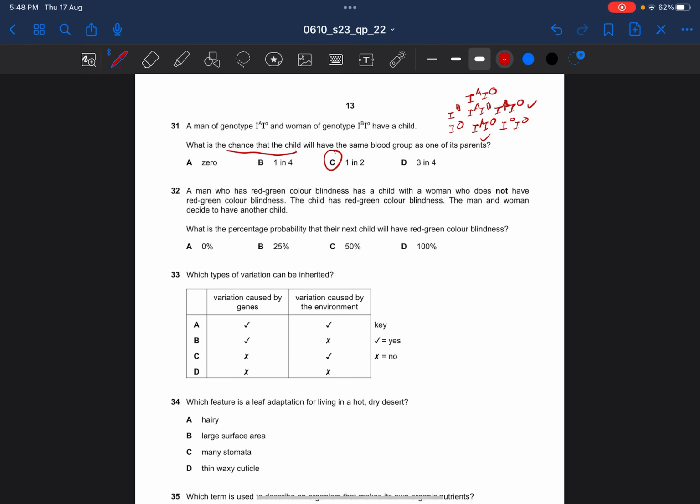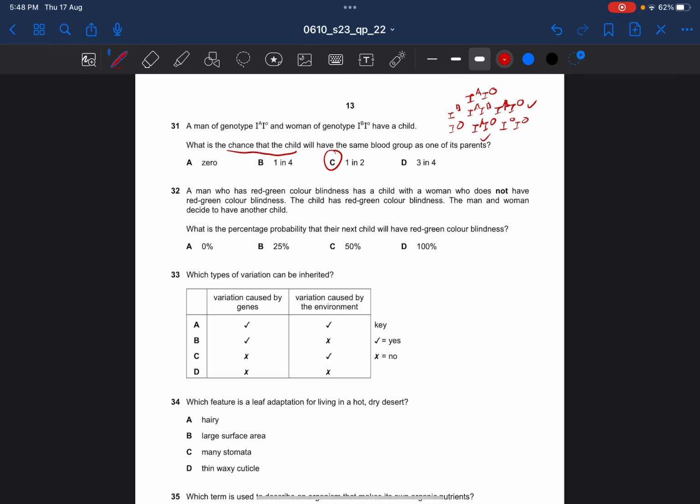Okay, question 32. A man who has red-green color blindness has a child with a woman who does not have red-green color blindness. The child has red-green color blindness and the man and the woman decided to have another child. What is the percentage probability that their next child will have red-green color blindness? So they say that the man has red-green color blindness and has a child with a woman who does not have red-green color blindness.